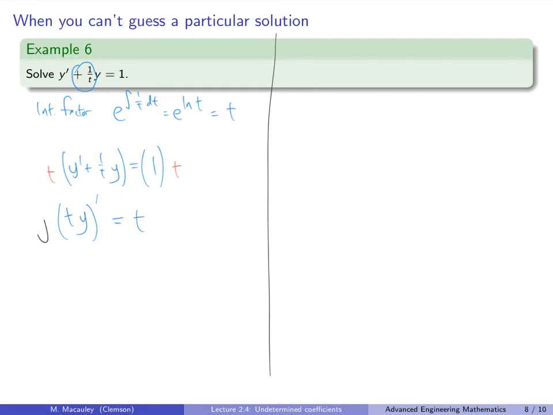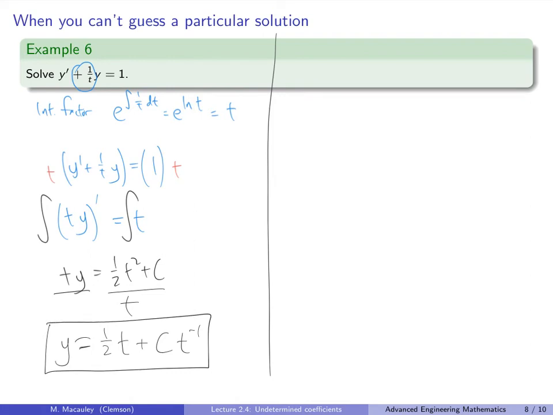So now we can integrate both sides. And now we get t times y. The integral and derivative cancel each other out right here. So we get t times y equals 1/2 t squared plus c. And now we just have to divide both sides by t. And we get y equals 1/2 t plus c over t. So c times t to the minus 1. So this is our particular solution. Sorry, this is our general solution.